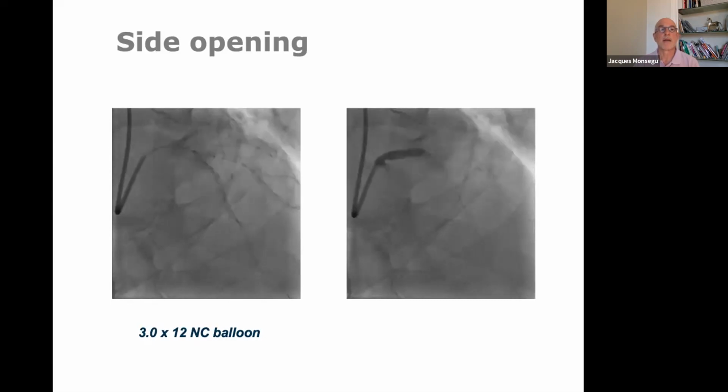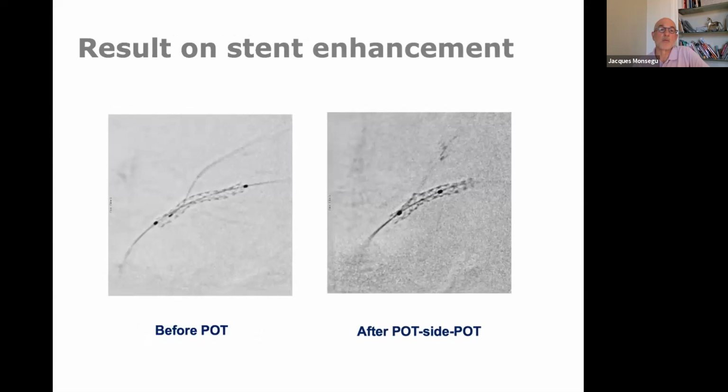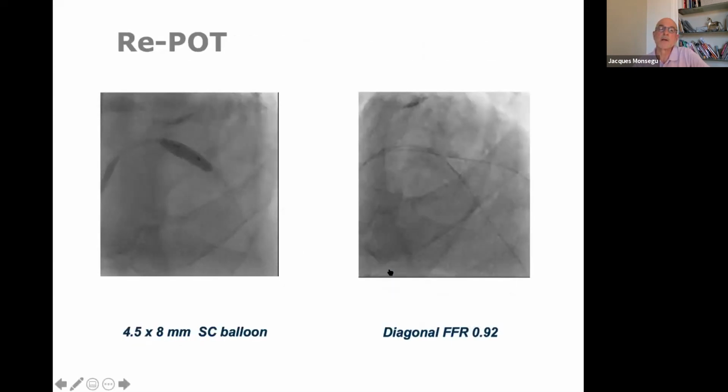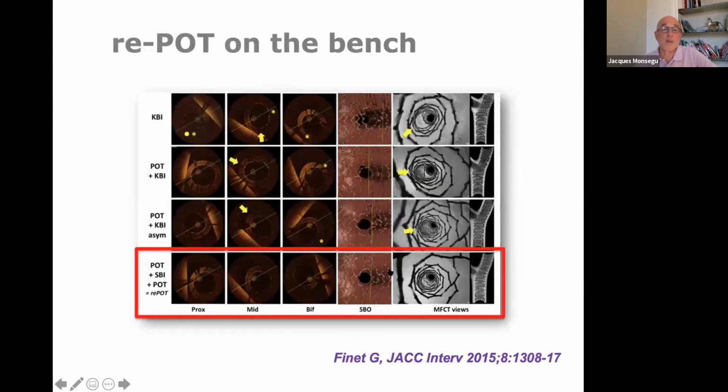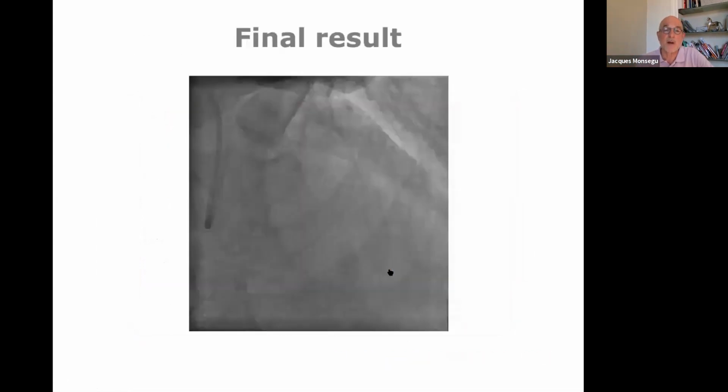We have this result, and after that, we do again a POT, and you can see in this StentBoost image that after POT, side, and POT, we open very nicely the cell in front of the diagonal. So this is the re-POT, and this is the final result with a negative FFR in the diagonal, 0.92. This is what we see on the bench. It is very interesting to see that there is no malapposition with this technique: POT, side, and re-POT. No malapposition, no elliptic deformation, and no bottleneck effect. So this is very encouraging on the bench. And this is the final result without wire.